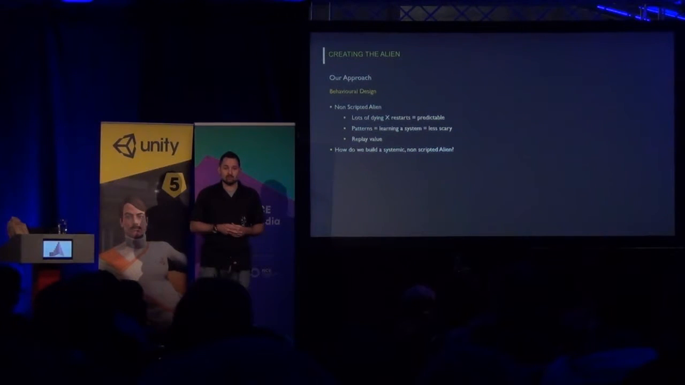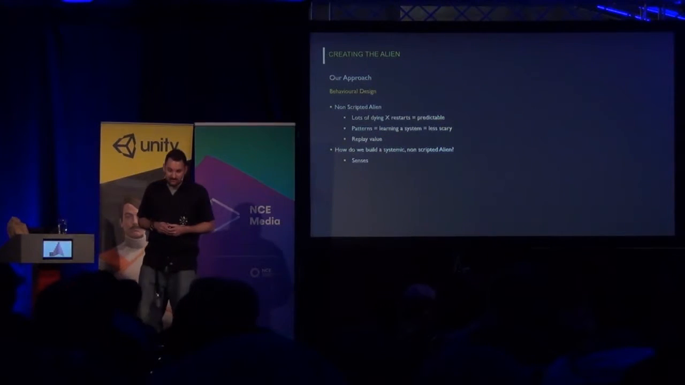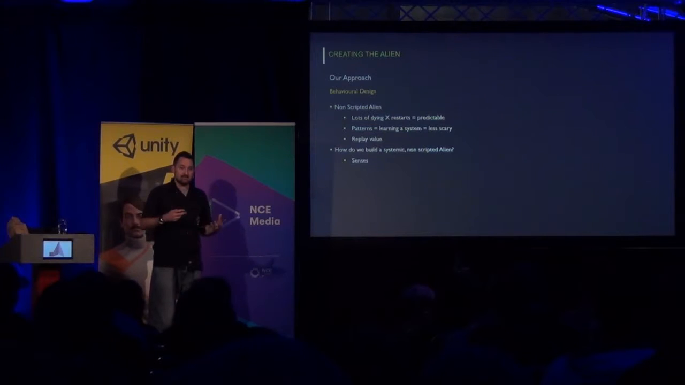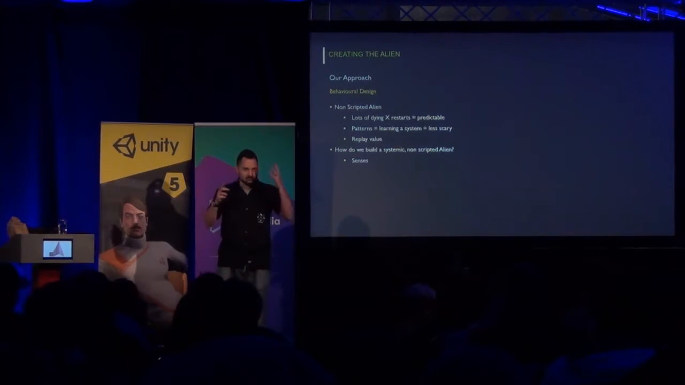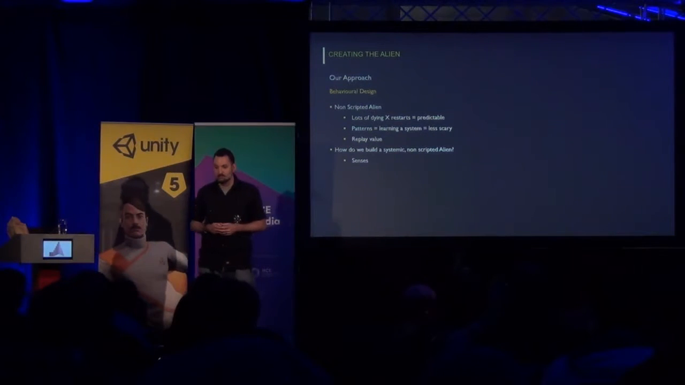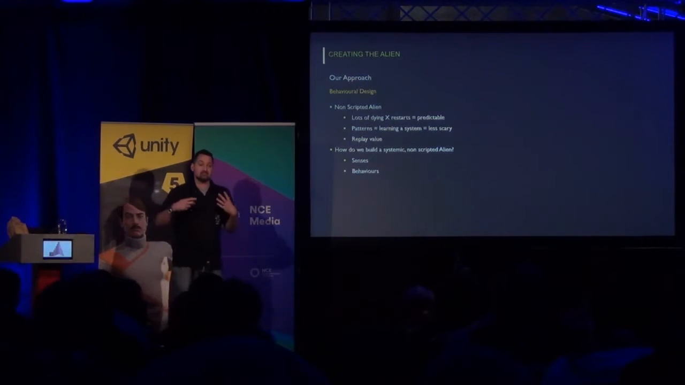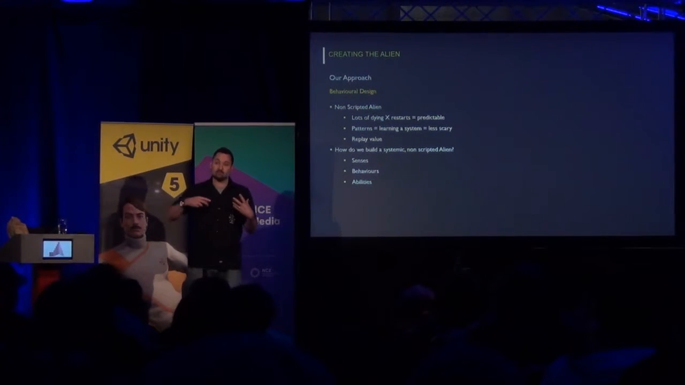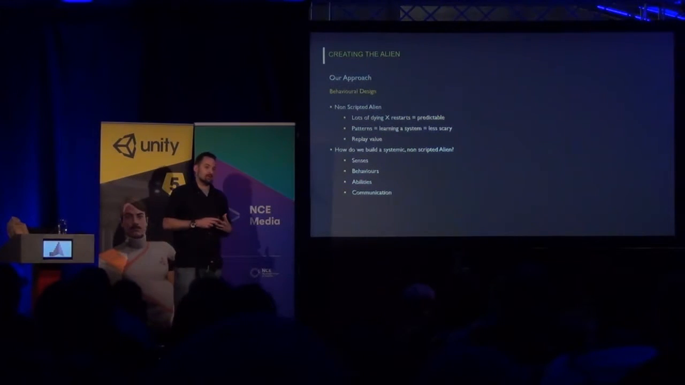So the question we posed to our tech and our design and programmers was, how do we build a systemic, non-scripted alien? And one of our programmers was like, well, I think we can do it with senses. The idea that there's an AI in the world and it reacts to the senses it sees and hears and smells, and it understands light and dark and things like that. And we're like, okay, that sounds cool. And that will drive behaviours. So it has certain behaviours that get informed by these senses. And we're like, okay, that works. And also the player has abilities that it can play off of. We're like, okay, this sounds good.